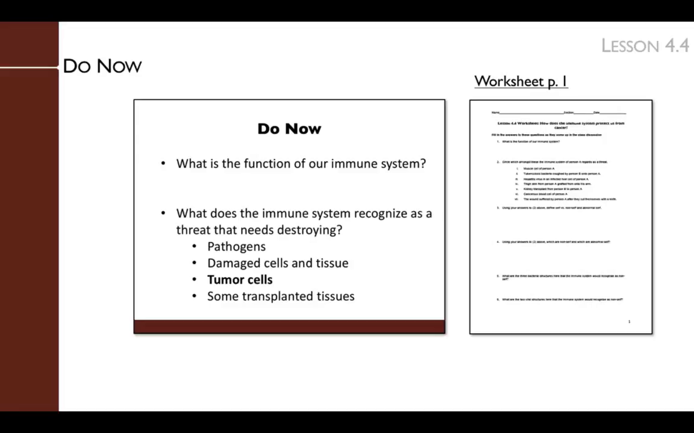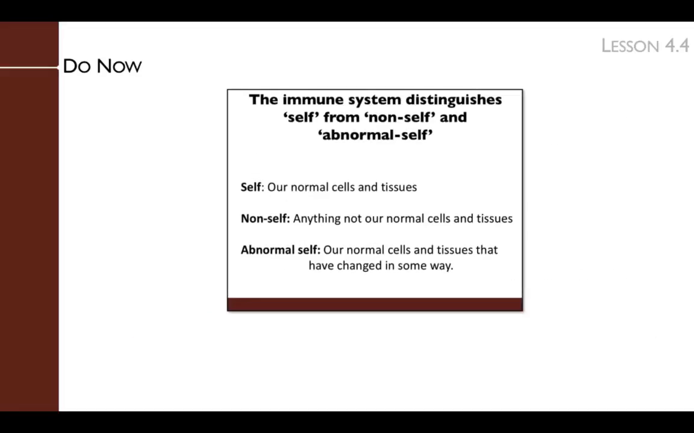We begin by establishing a key point of this lesson, that the immune system is not only responsible for defending us from external pathogens, but also for destroying any of our own cells that have become abnormal. In other words, the immune system recognizes cells as self versus non-self and abnormal self.